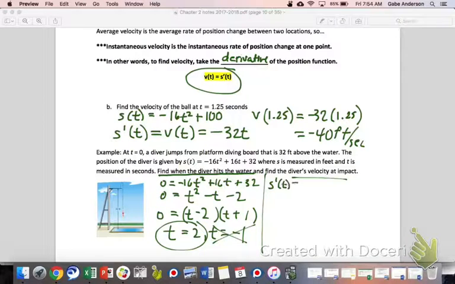S prime of t then equals, let's just call it out. S prime equals what? Negative 6... plus... And then, of course, the derivative of 32 is just 0 because 32 is a constant. This is where we plug in the 2. So you plug in the 2, you get negative 64 plus 16, so negative 48 feet per second. Yeah, the physics thing might be messing you up a little bit.